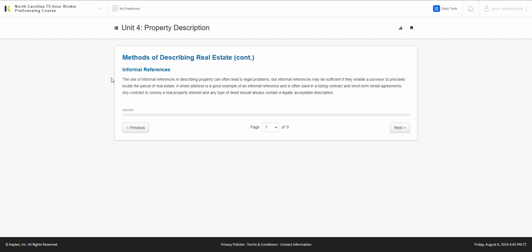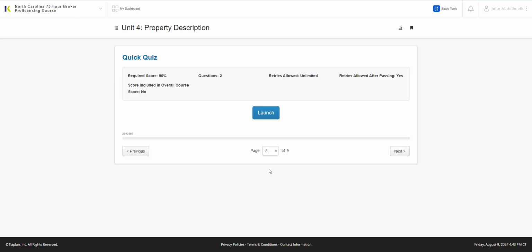A street address, for example, is informal and is used often in listing contracts and short-term rental agreements. Any contracts that convey real property interest always contain a legally acceptable description.